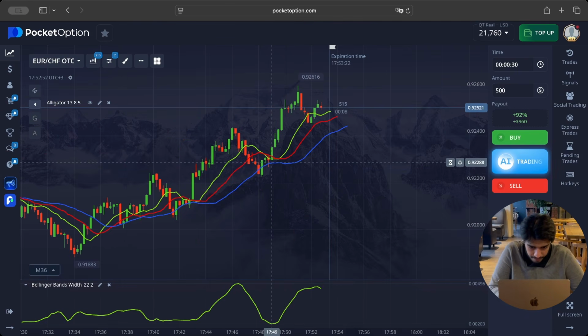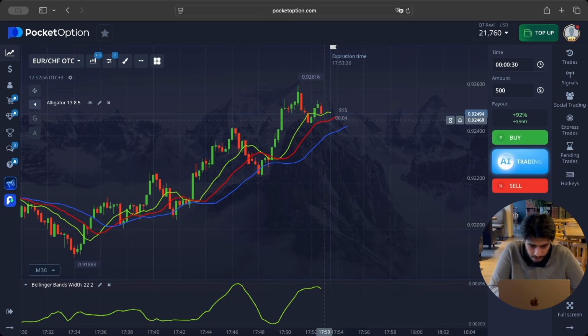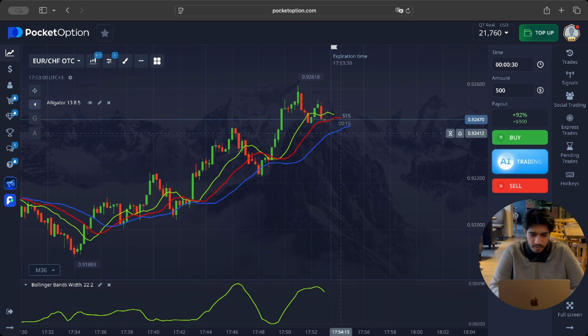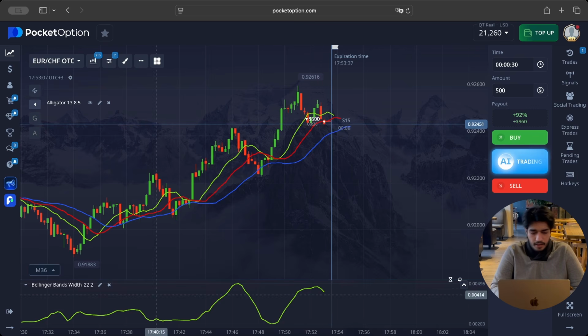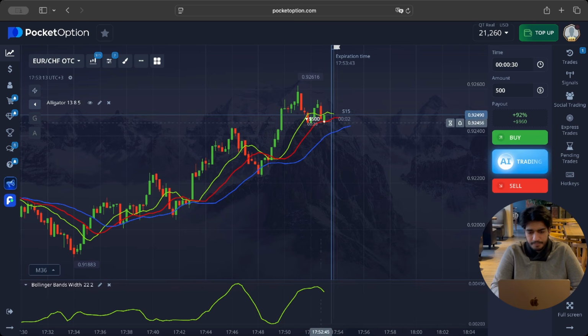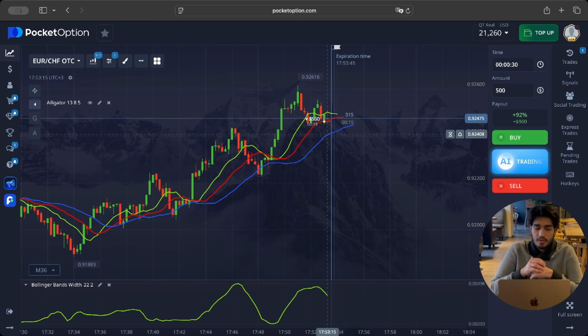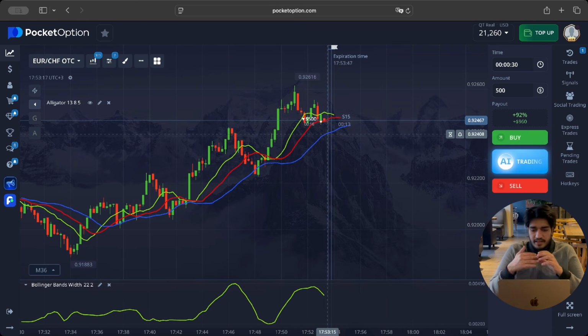Here it was really a big dip, and it's a kind of strange situation, because as you can see, the green line was there. So here it's a good time to take a downward trade. I'll explain why, guys: the Bollinger Band spiked here and then went to the downward side again, and the Alligator lines were overlapping. So that is the reason I took a downward trade here.